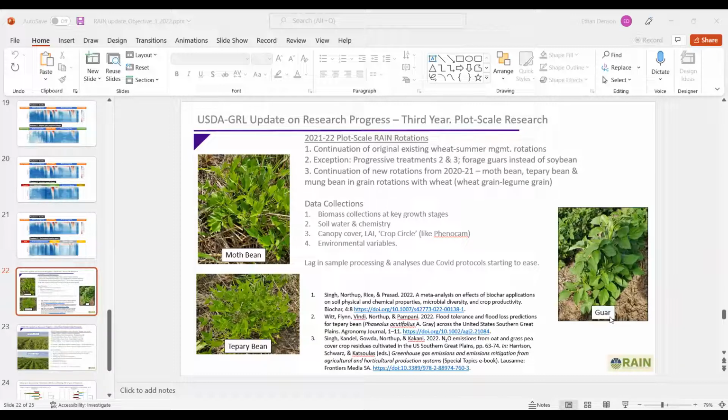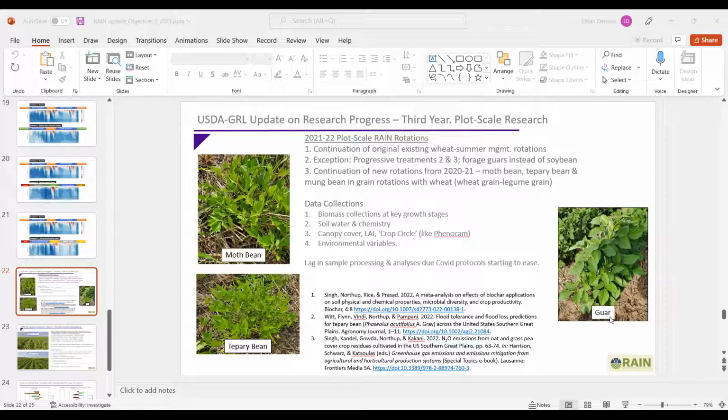What's been going on at the GRL? Well, 2021 to 22, we're basically doing the same treatments being done in Kansas. That same original 17, was it? Well, when we started this thing, we at GRL added 3 more. So we were at 20. And this year we did everything the same as what was done at K-State, except for 2 treatments. That's the 2 progressive or adaptive treatments, 2 and 3.